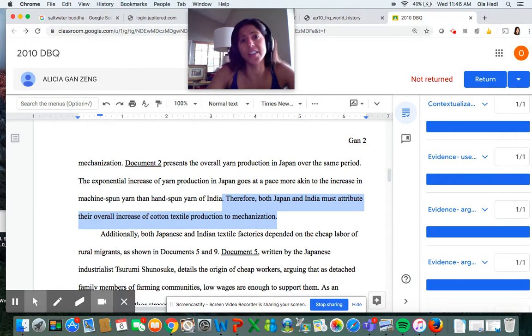What she could have done in this paragraph that would have made it even better is add more outside evidence that she knows about Japan and India, or add more sourcing. Could these documents have some kind of purpose that affects them, or some author's point of view that affects them, a historical situation that affects them, intended audience that affects them, and always talk about how that affects the document.